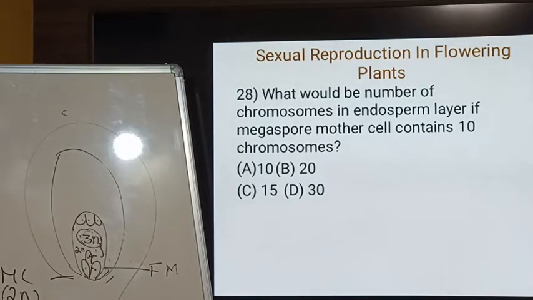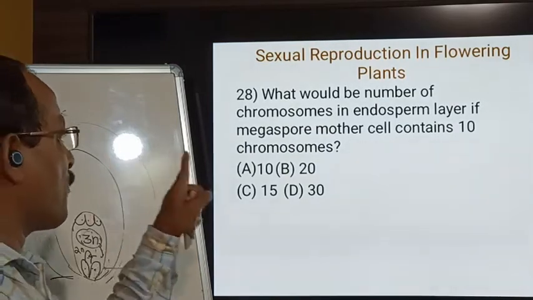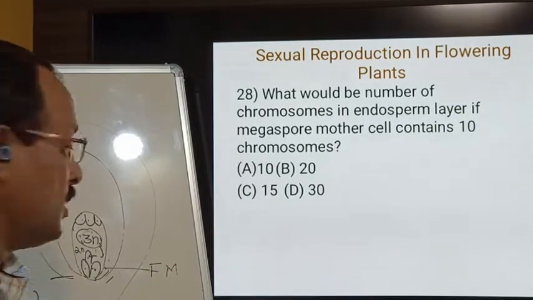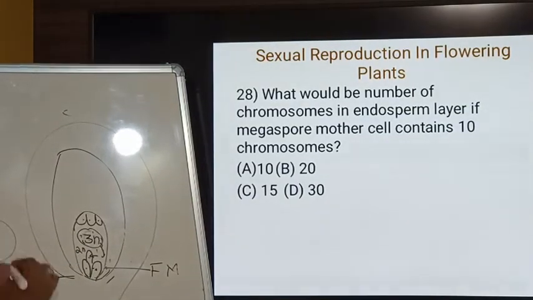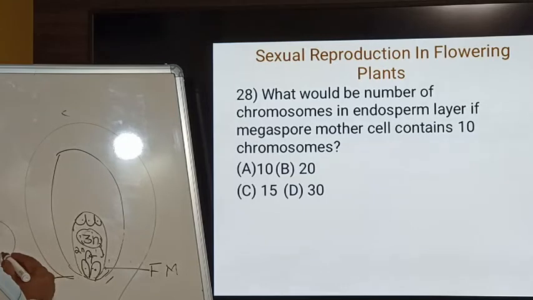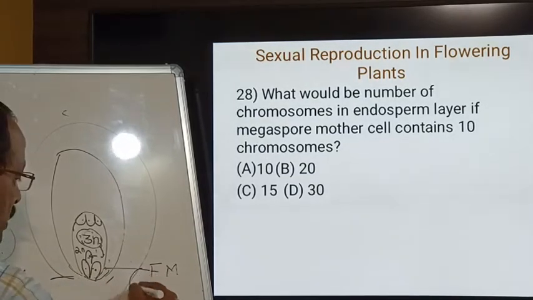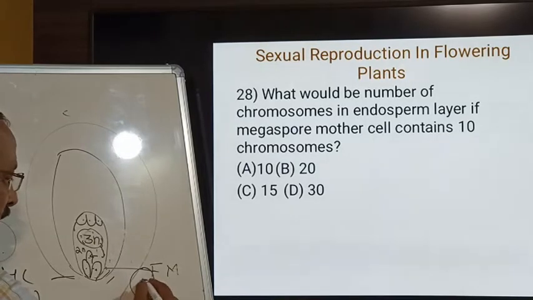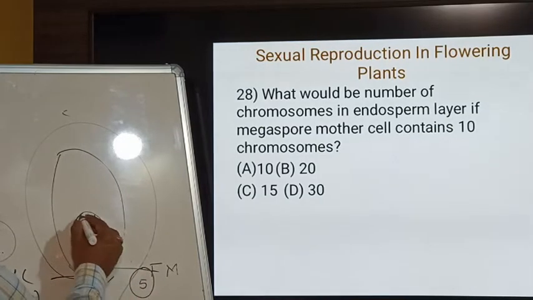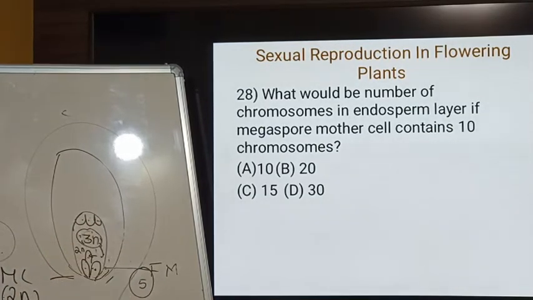Okay. Now let us come to a question again. What would be the number of chromosomes in the endosperm layer if the megaspore mother cell contains 10 chromosomes? So if the megaspore mother cell contains 10 chromosomes, meiotic division leads to formation of 4 megaspores containing 5 chromosomes. 3 megaspores degenerate and 1 becomes the functional megaspore, which is haploid containing 5 chromosomes. So on free nuclear division, all these 8 nuclei contain 5 chromosomes.